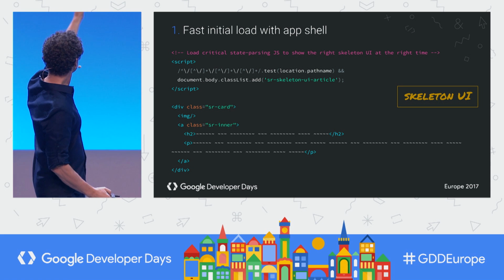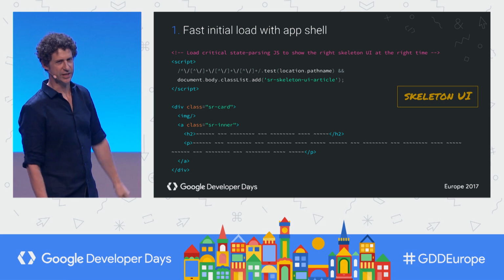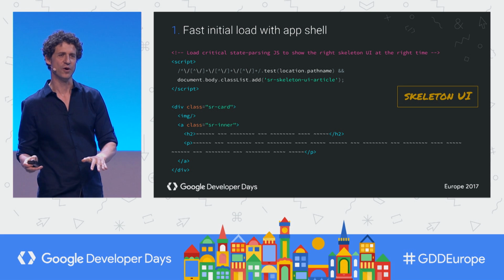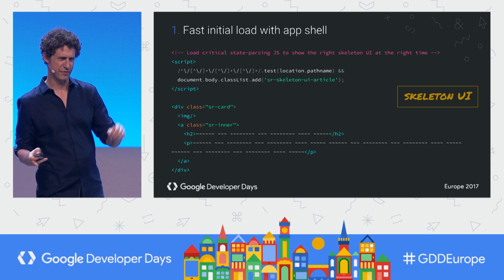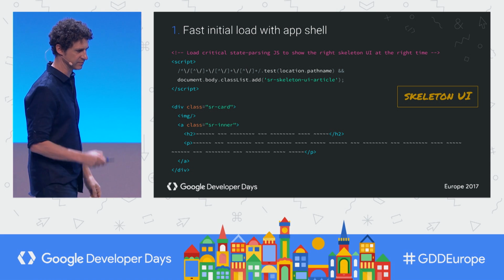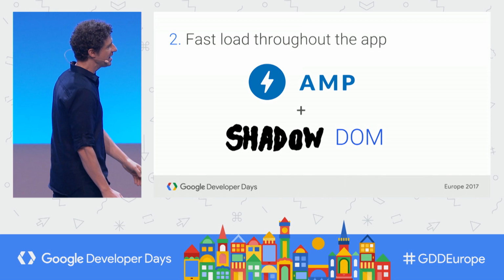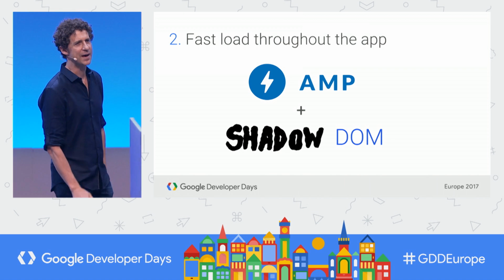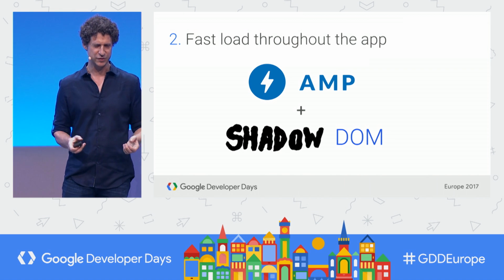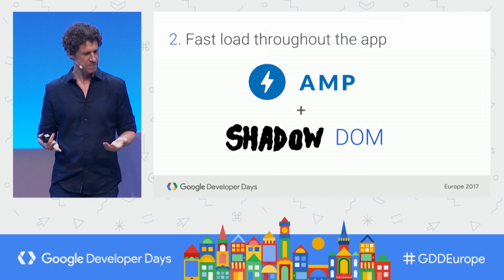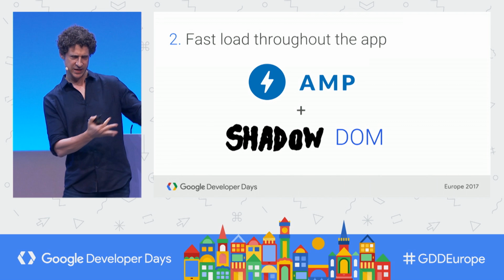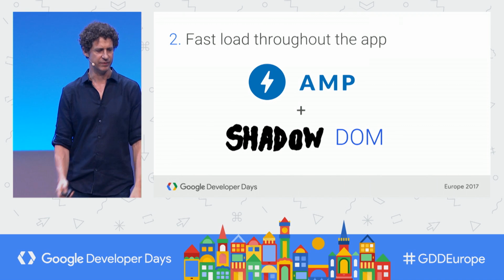And that thing at the top over there is so I can tell from the URL whether it's cards mode or article mode and apply the right kind of UI skeleton so you have that nice loading in the beginning. And then, of course, as the app moves along, things load fast because you've got AMP pages. AMP pages load very fast. They're very simple. And you use Shadow DOM to get those things into your PWA.